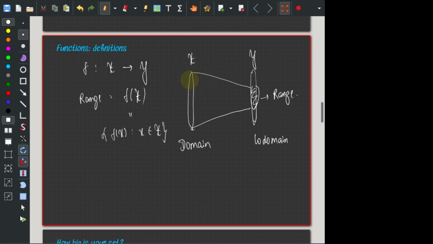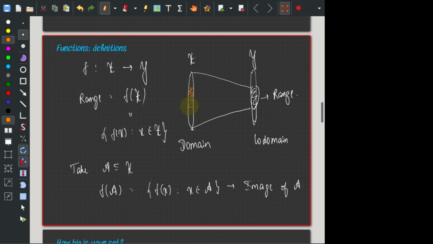Similarly, if I take any subset of x, let's say A, which is a subset of the domain, then f of A is the set of all values of f of x for which x is in A. So this is what I call the image of A. Basically I take a subset, this maps to some subset of the range, and that is what I call the image of A.